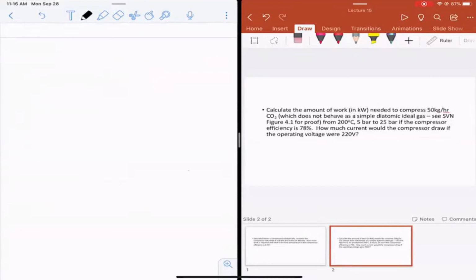And we're going to follow a very similar methodology to what we did just a moment ago, except in this case, we're going to calculate the work that was needed to compress 50 kilograms per hour of CO2 instead of steam. And we're told it doesn't behave as a simple diatomic ideal gas. Well, it really should be simple triatomic ideal gas, because obviously CO2 is never going to be a diatomic gas. But hopefully you know what I mean here. From 200 degrees C and 5 bar to 25 bar, if the compressor efficiency is 78%. And then how much current would the compressor draw if the operating voltage were 220 volts?